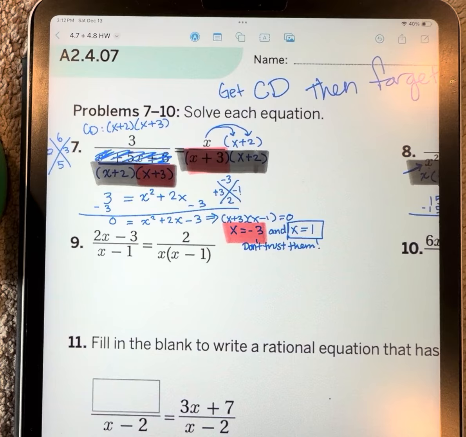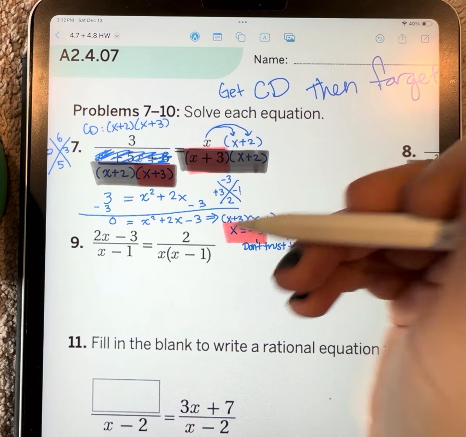Number 9. I can see the denominator. That's nice. So my common denominator here.